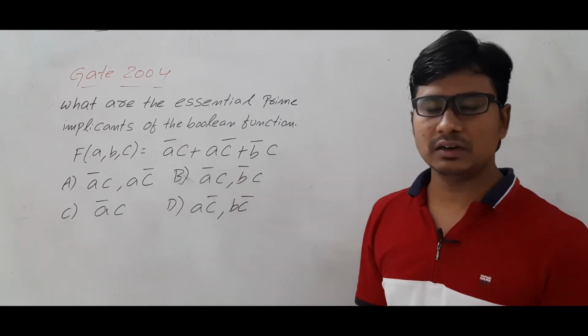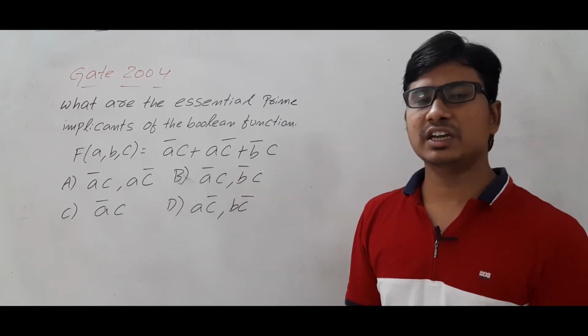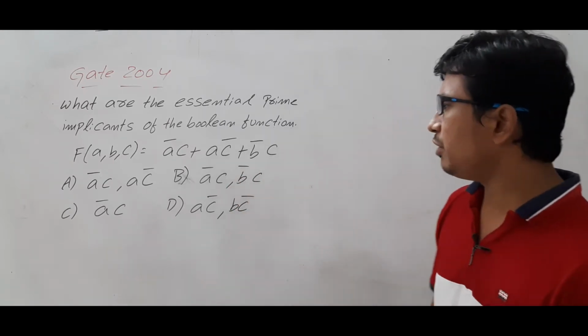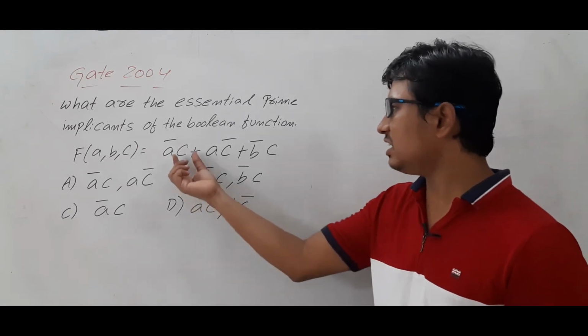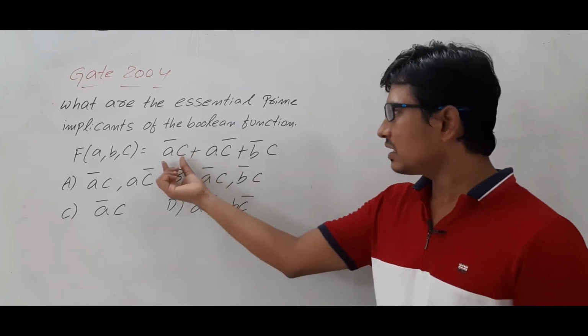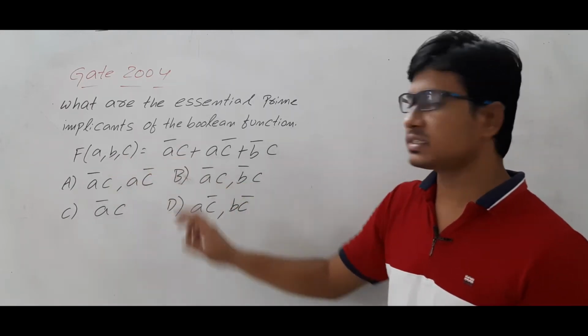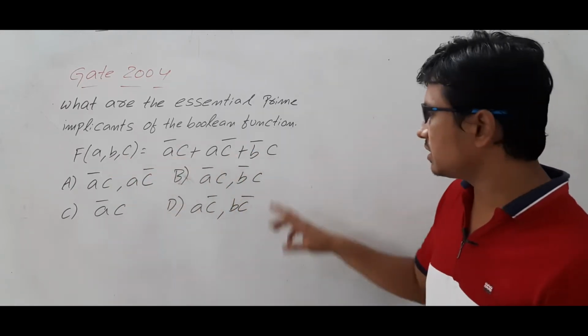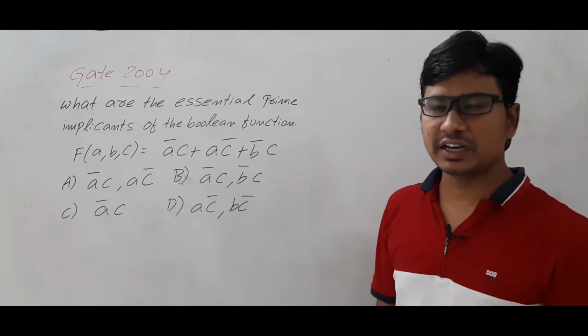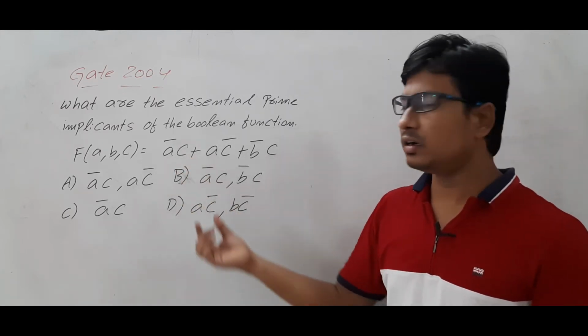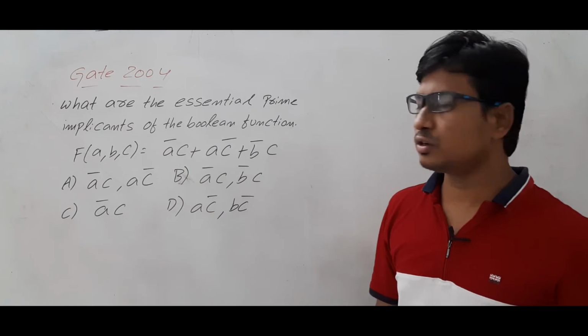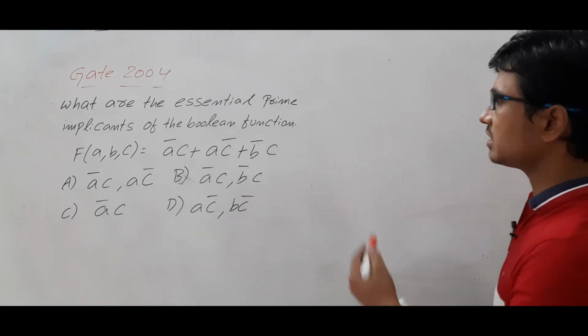Now, to find the essential prime implicants, first I need to draw the K-map. If I want to draw the K-map, you see that each term consists of only two literals. If you see this one, B is missing, even here B is missing, here A is missing. So first I need to make all the terms with three literals. So how to do it, check it once.